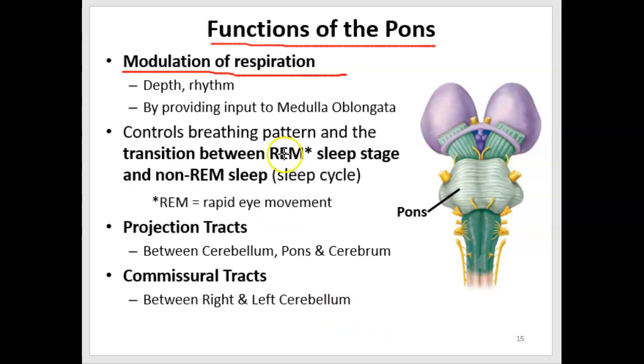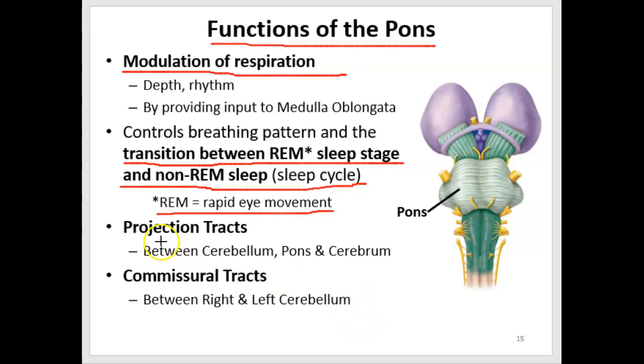The other thing that the pons does that's quite interesting is again involved with transitions, but this is during transitions that occur during sleep. You may have heard of REM sleep stages and non-REM sleep stages. REM refers to rapid eye movement, and you cycle between REM and non-REM sleep at certain frequencies throughout the night. A transition has to happen for that to occur, and the pons is involved with that, most likely because it's related to the breathing pattern, because our breathing changes in our different sleep stages.